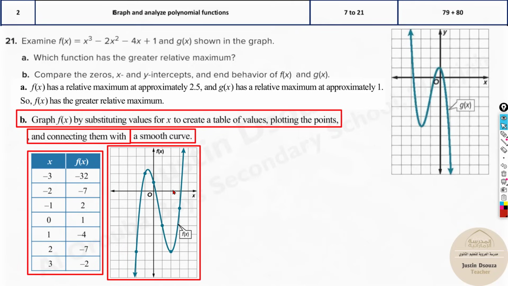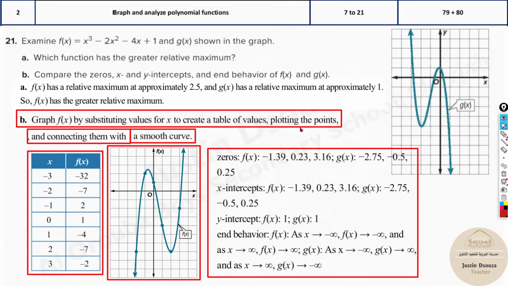Next one, compare the zeros. Where is the 0? 1, 2, 3 zeros. These are the 3, that is at say minus 1.5, 0.5 or 0.25, I guess. And then over here 1, 2, 3 point something. Whereas over here, where are the zeros? At 0.5 and minus 0.5, something like that, near there. So over here they have the exact values.